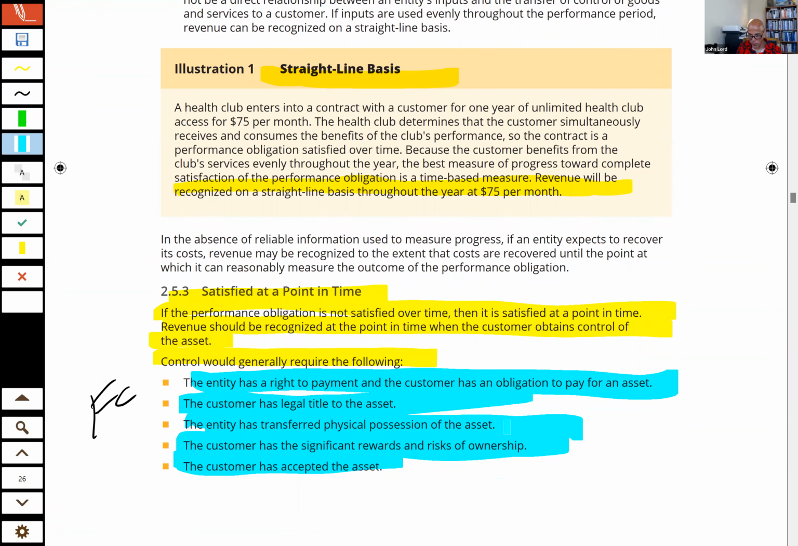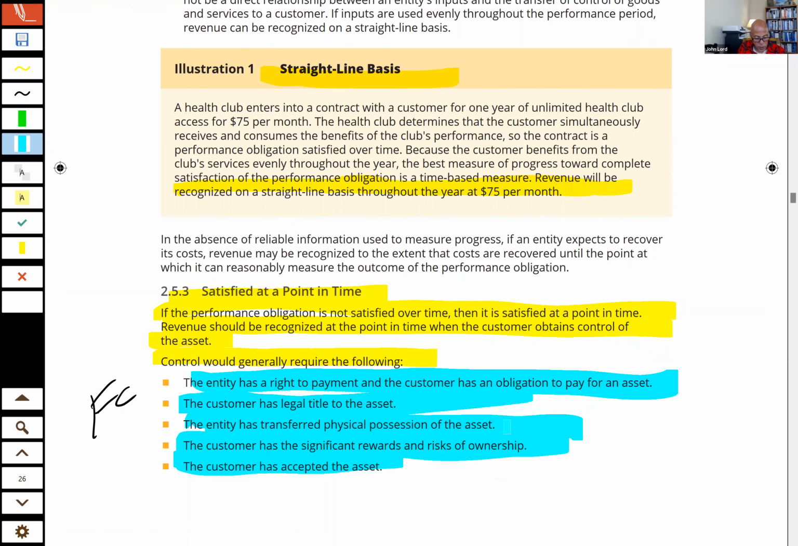You hit a pole, not their pole, let's say. You hit a pole somewhere. Tough luck. They say, look what happened to your car. Okay, that's a sale for them because they've given you possession. You have the legal title to the asset, or at least the lender has legal title to it at that point in time, et cetera, right?